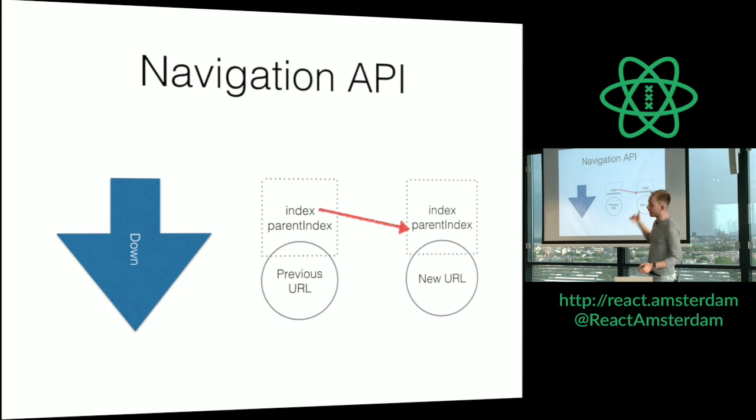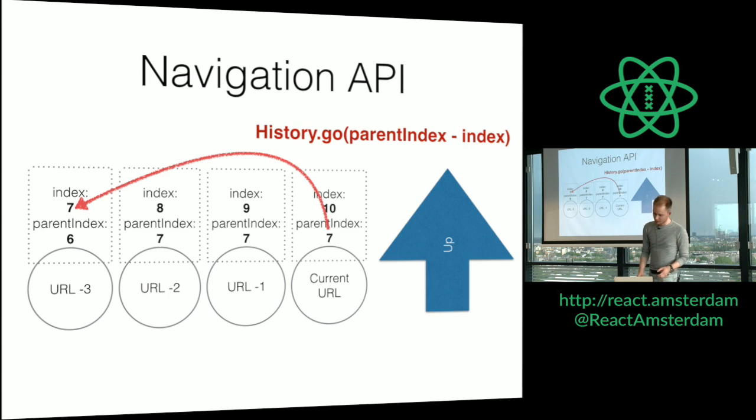And if you do it down, so another method, we set the index of the previous state as the new parent index. So then the previous state becomes the new parent. And the last one is the up method, which will, in the history, jump to the parent index. This is a simple calculation, parent index minus index, and then you will go back in history to that point that you specified as the parent.